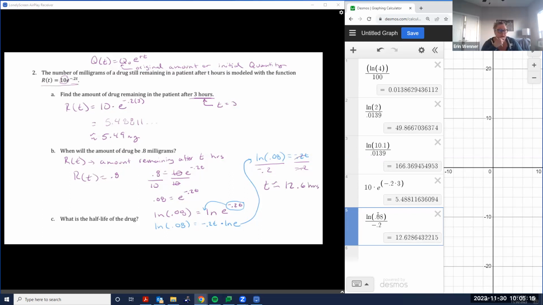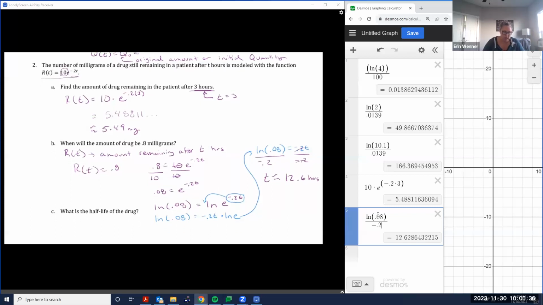And yes, I know I'm rounding down. So if you would feel more comfortable saying, well, Erin, really, it's more like 12.63 hours, right? You need to make sure that you have enough time for it to get to that 0.8. Again, I understand. We're in the theoretical world right now, right? So the last part of this question is part C. It says, what is the half-life of the drug? And so in number 1, it said, when would the population double, right? That was times 2. So now the idea of a half-life is, when is there half as much?